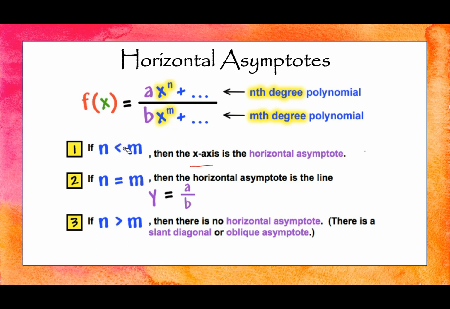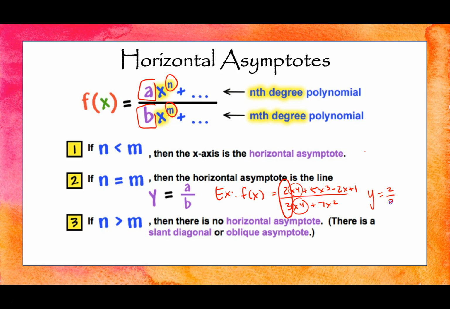All right, another case might be when your exponents are exactly the same. So for example, here we would have n and m be the same thing, and then you'd have a horizontal asymptote at a divided by b. An example of this might be a function f of x equals 2x to the 4th plus 5x cubed minus 2x plus 1 all over 3x to the 4th plus 7x squared. Notice how my x to the 4th and my x to the 4th are the same. So my horizontal asymptote is y equals 2/3. Keep in mind that my y equals 2/3 equation is a horizontal line.